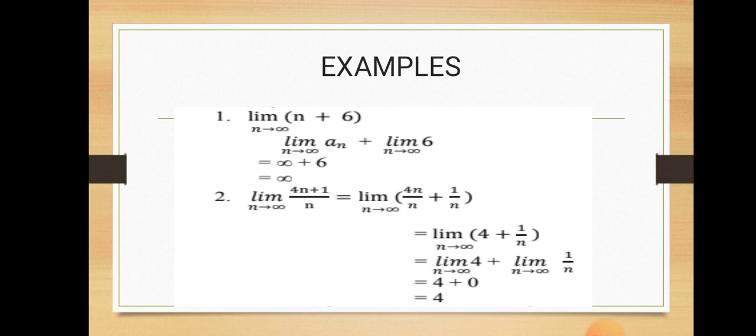So example number 3, the limit as n approaches infinity of 4n plus 1 all over n is equal to the limit as n approaches infinity of 4 over n plus 1 over n. So the limit as n approaches infinity of 4 plus 1 over n is equal to the limit of 4 plus the limit of 1 over n. So 4 plus 0 is equal to 4.